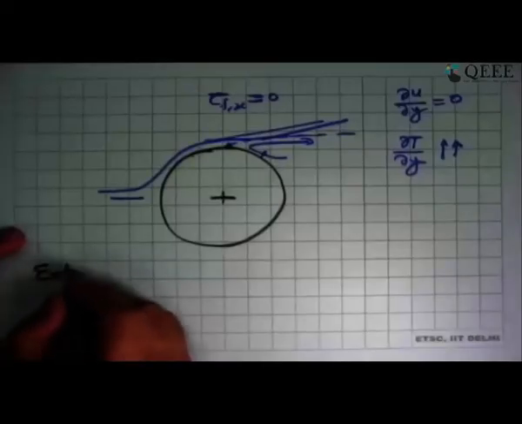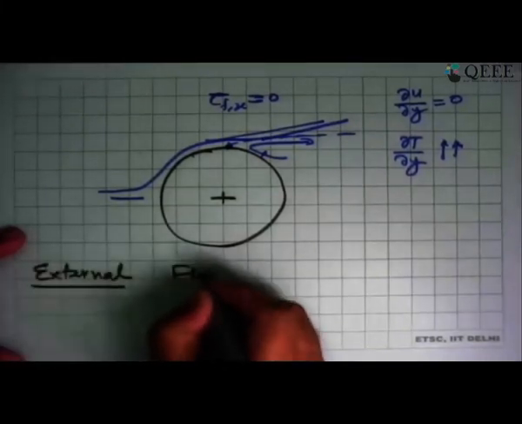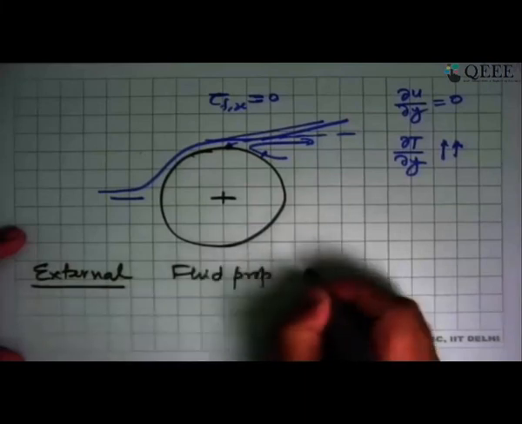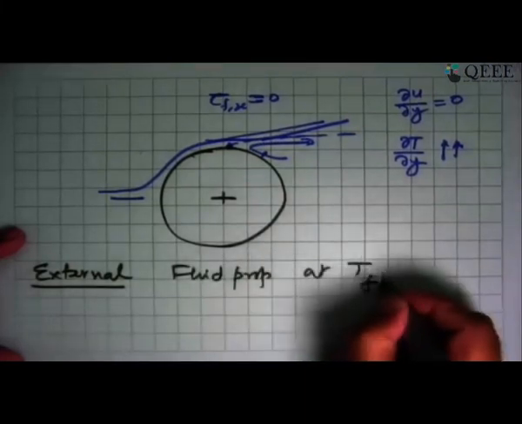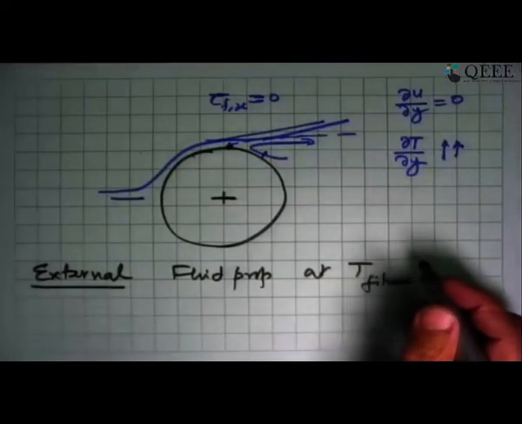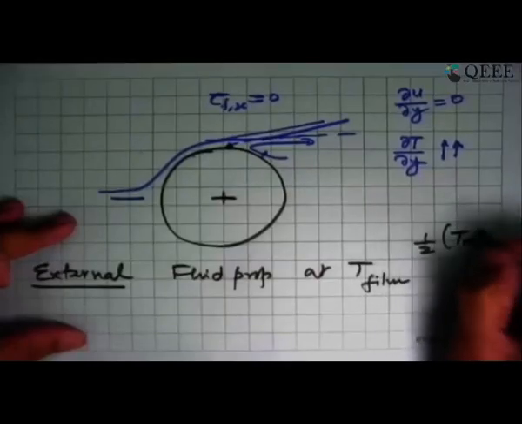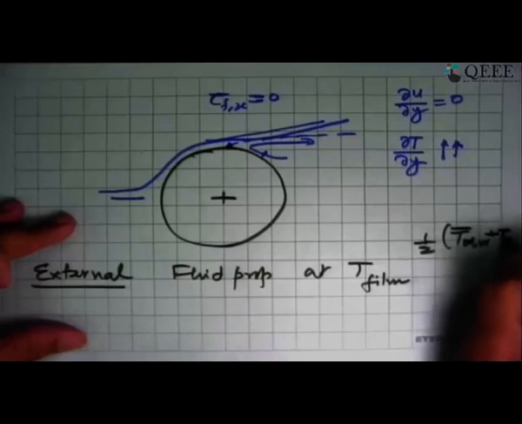I forgot to mention one thing about internal flows. In external flows, we said that we evaluate fluid properties at T film. I gave the example of the isothermal wall. For the iso heat flux wall, it will be some sort of a mean temperature of the wall, which is a half mean temperature of the wall, T wall, plus T infinity.